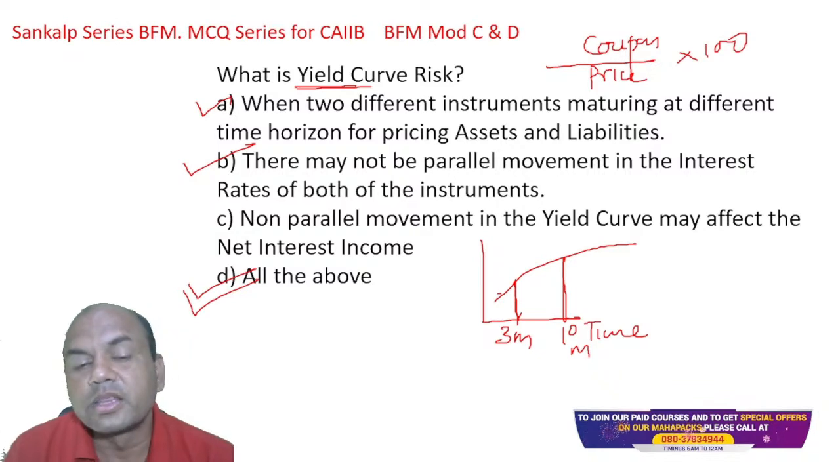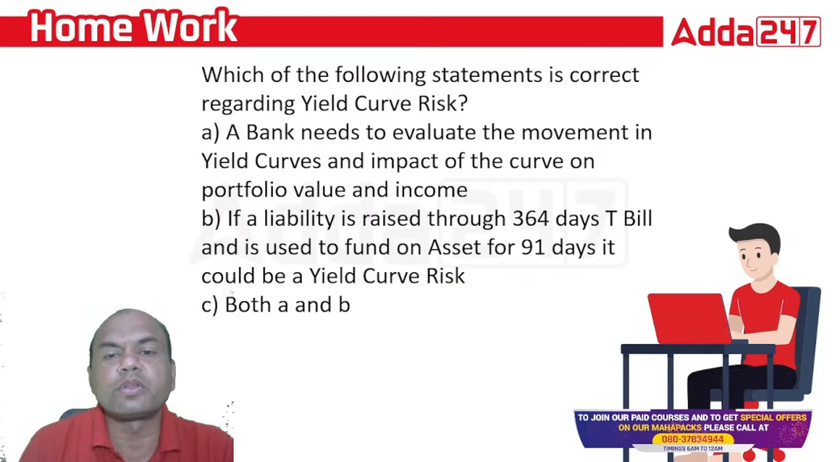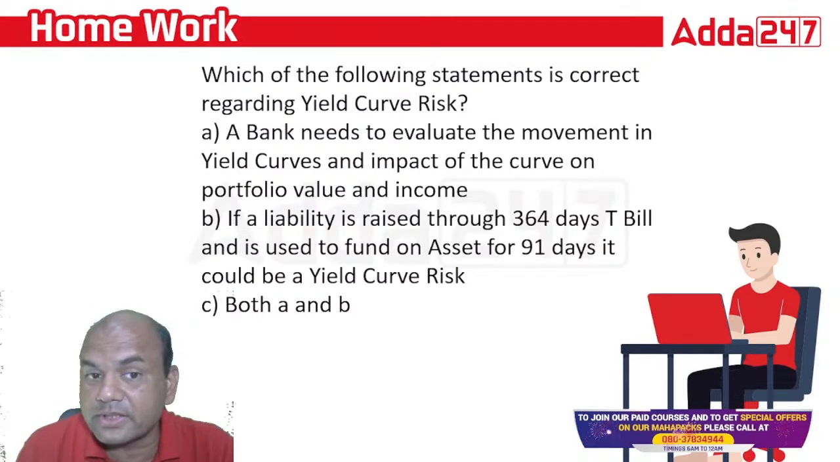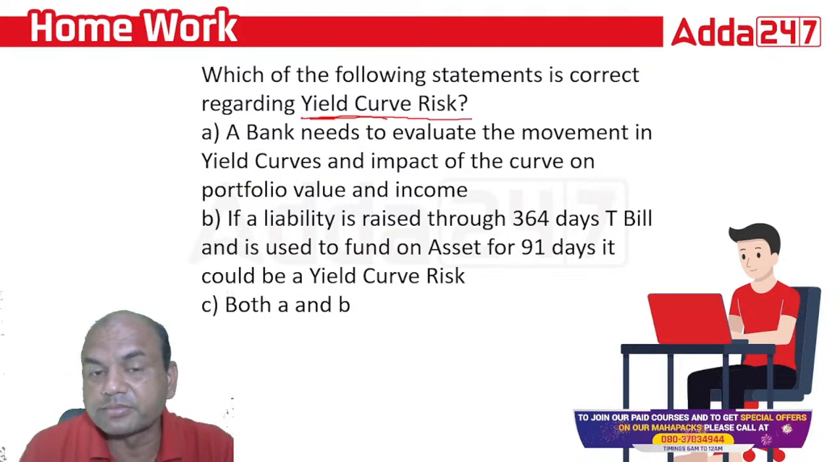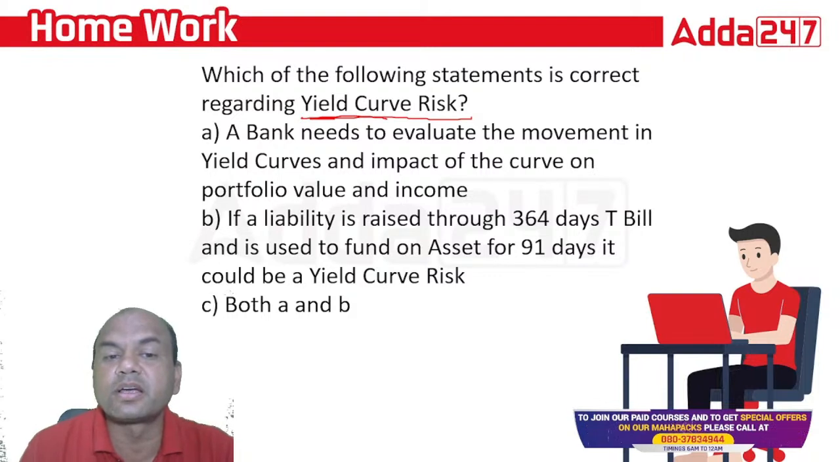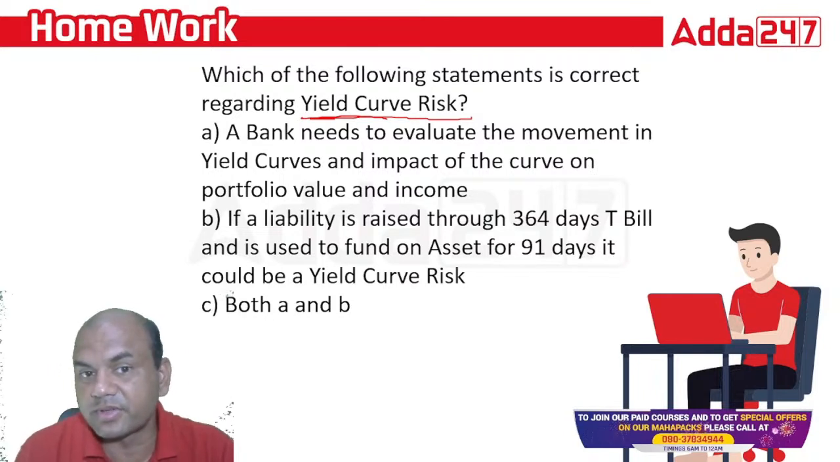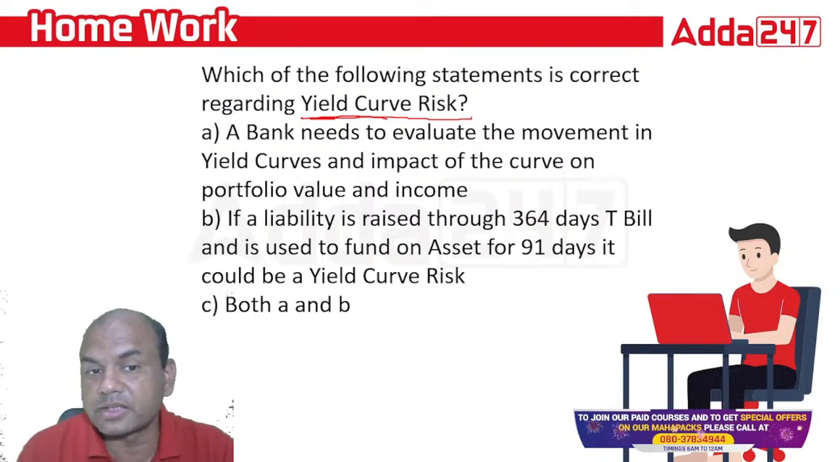Okay. Now take one for the homework. Which of the following statements is correct regarding the yield curve risk? Now I won't be answering this. You get it from your side. Tomorrow we'll see it. A bank needs to evaluate the movement in the yield curves and the impact on the portfolio value and the income. I'll give the answer in the paid class.